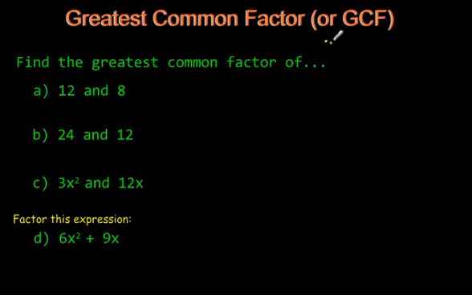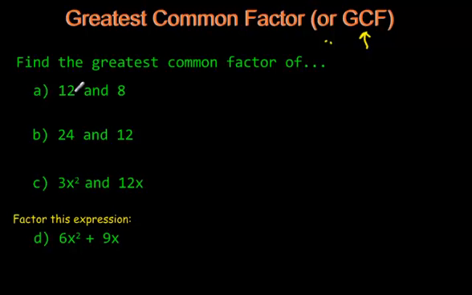Hello there. So today what we're going to look at briefly is how to do something called the greatest common factor. And the word common is really important here because when we make our decision what to take out of, for example, these two numbers that you see in front of you, the 12 and the 8, it has to be something that works for both of them, and that's where the word common comes from.